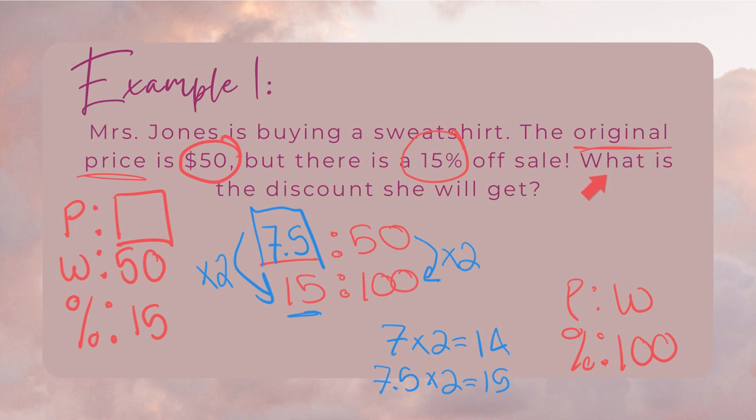So when the question says, what is the discount she will get? The discount she will get is $7.50. So in that problem, we found the part. That was what was missing, and that's what we found. Let's do another example.